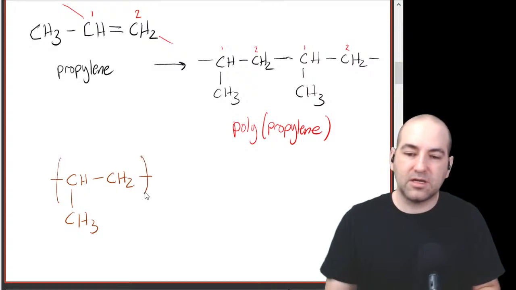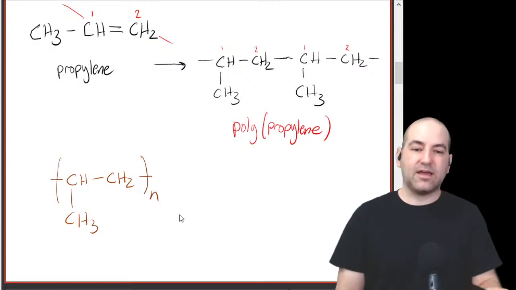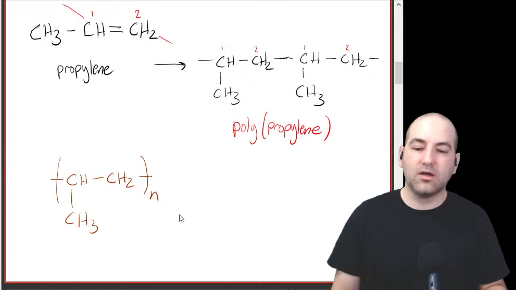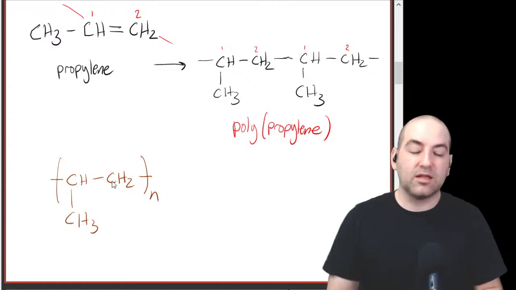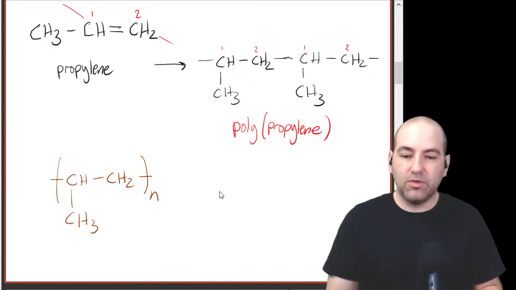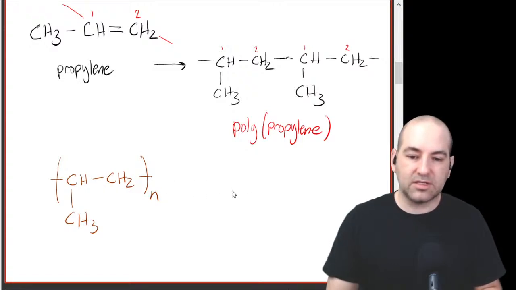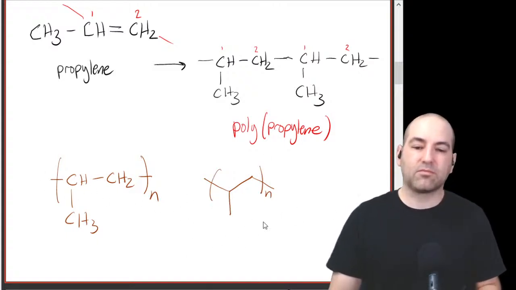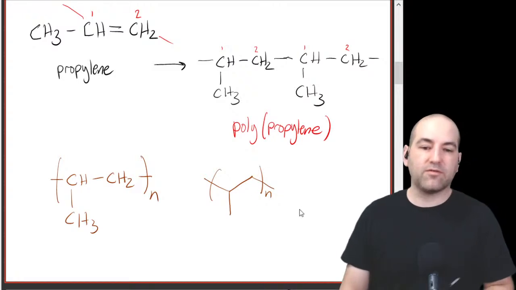With those parentheses and the N, just showing that that's the thing that's going to repeat over and over again to make this polymer. In a line structure, we have a similar thing. So we're going to have our 2 carbons inside the parentheses, and then 1 more carbon coming off of that first one. So that's what a line structure would look like for polypropylene.